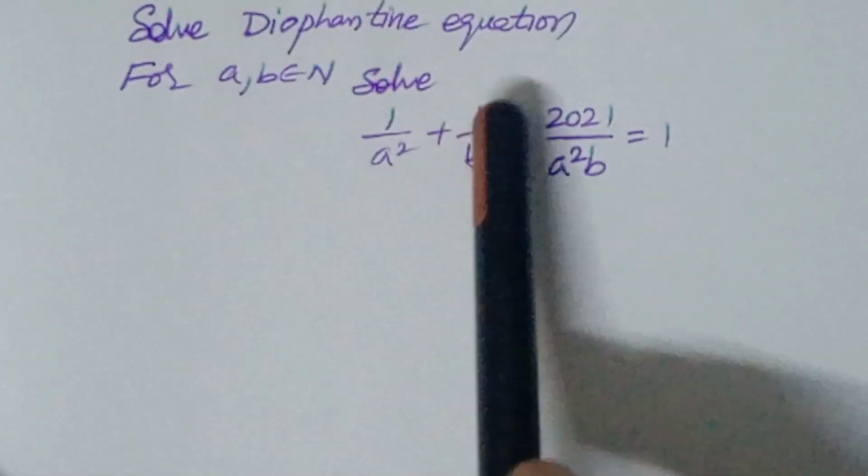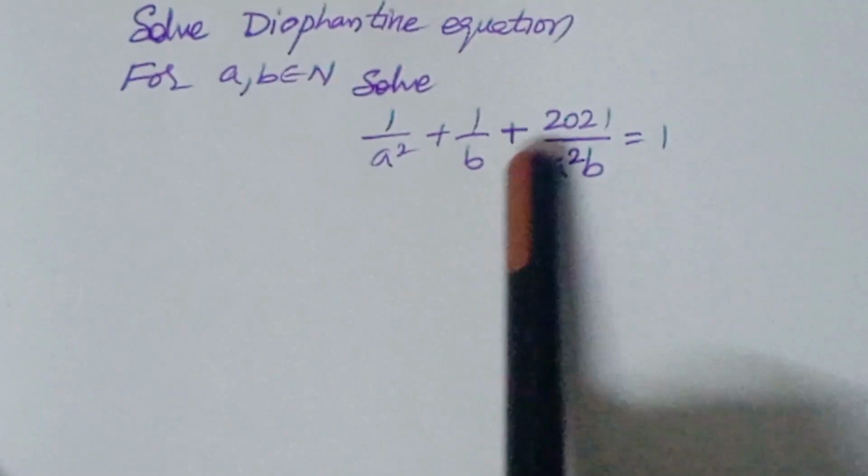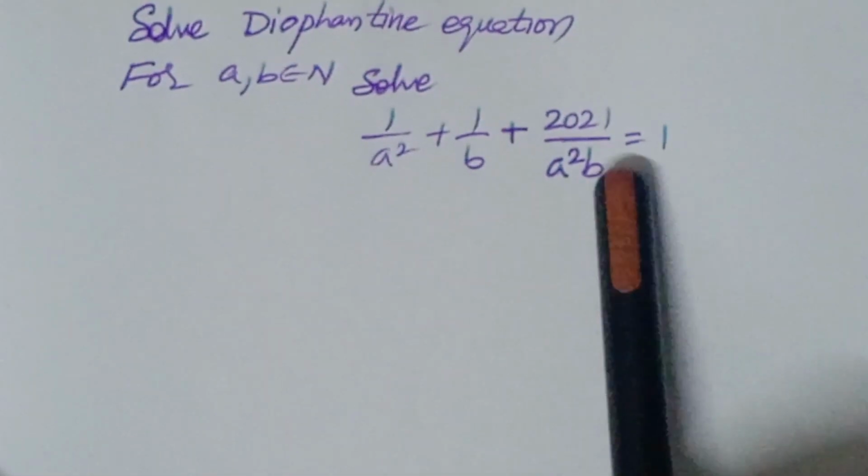The question is: solve the Diophantine equation for a, b belonging to natural numbers. Solve 1 by a square plus 1 by b square plus 2021 by a square b is equal to 1.